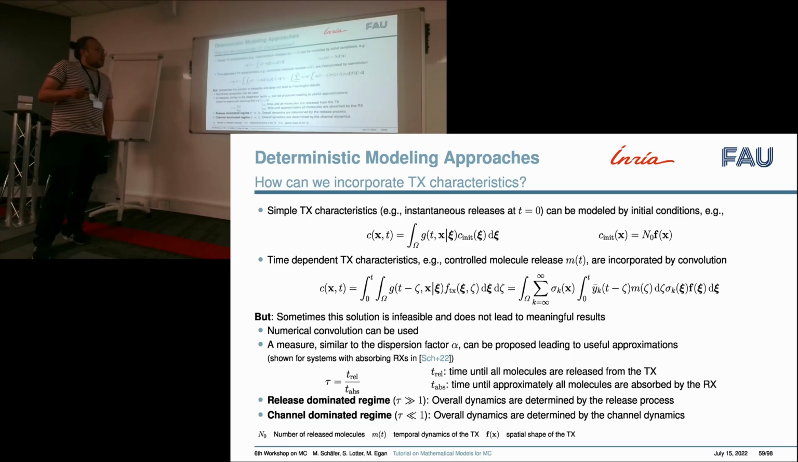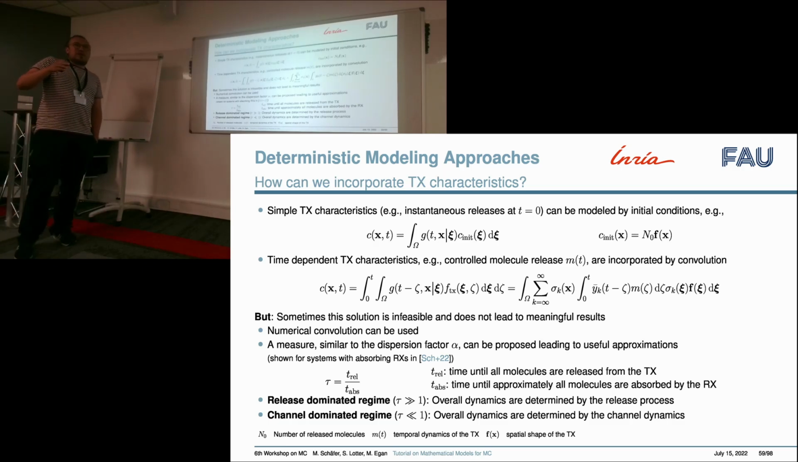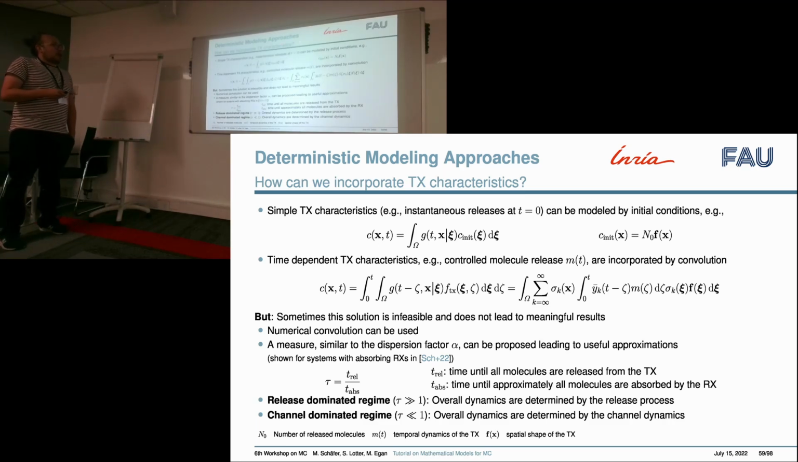Okay, so maybe I go through that and expand 2 minutes or so. So this is about looking into the channel, what's happening there and how we can apply a simplification there. The other is the transmitter characteristics, which are very important and sometimes hard to incorporate.